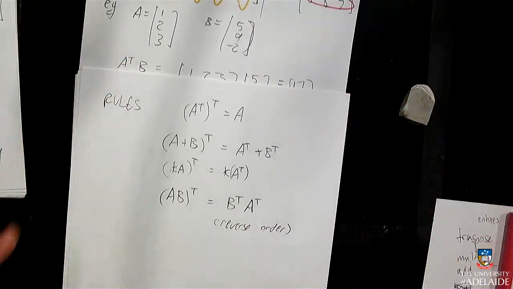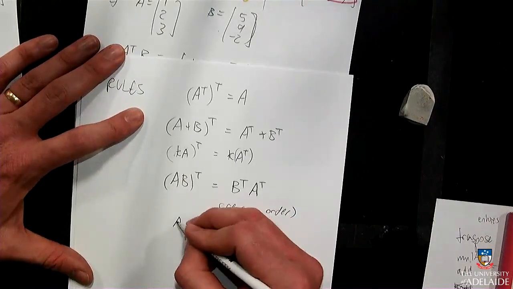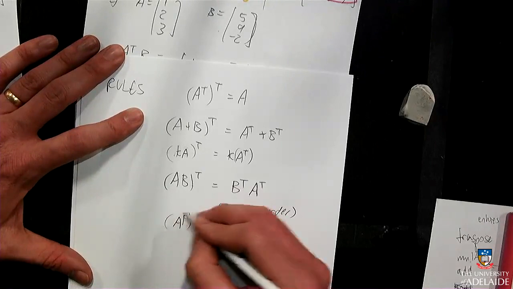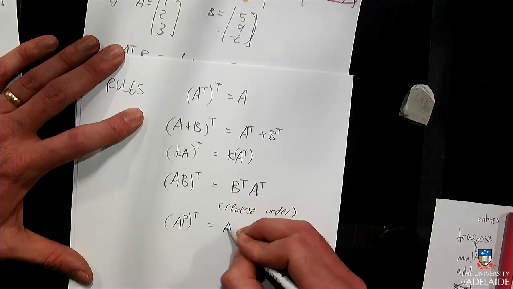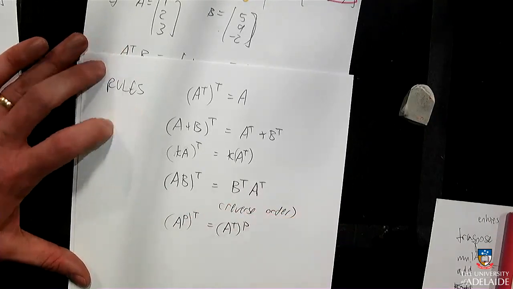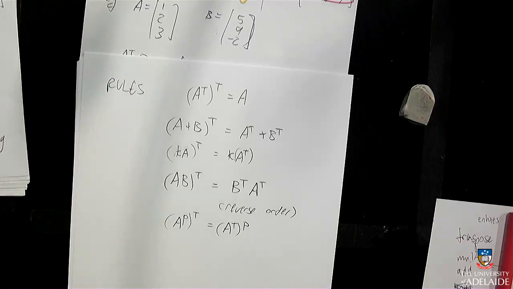And then what do we have next? Powers. That totally works. You can switch the T and the power and it'll work just fine. So that's how transpose interacts with everything.